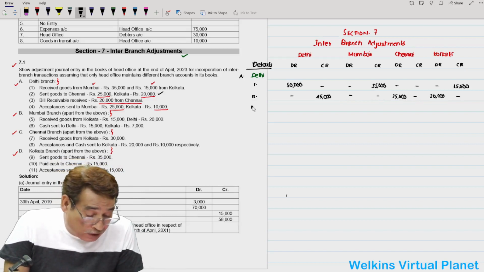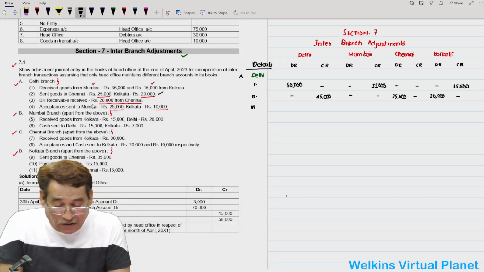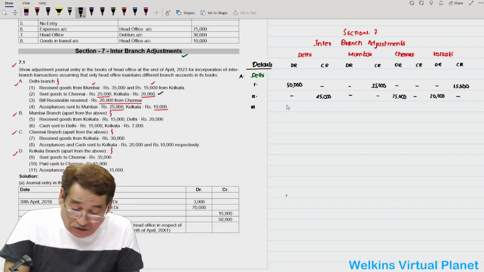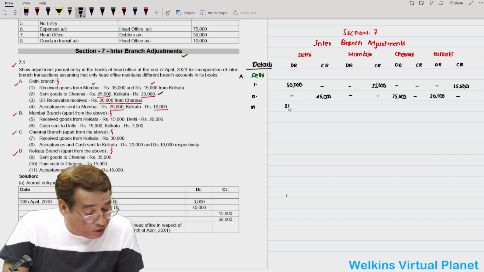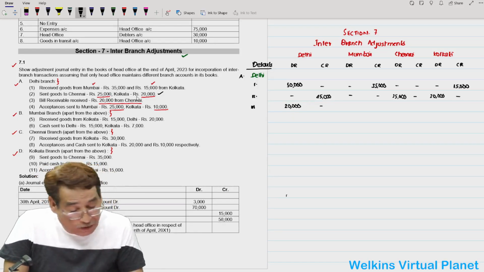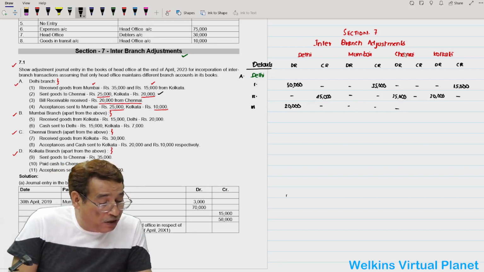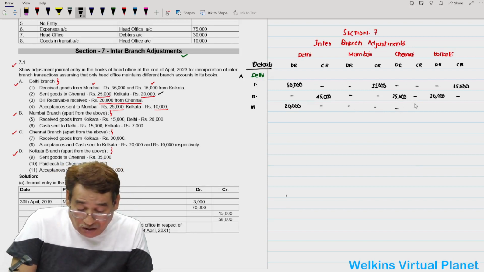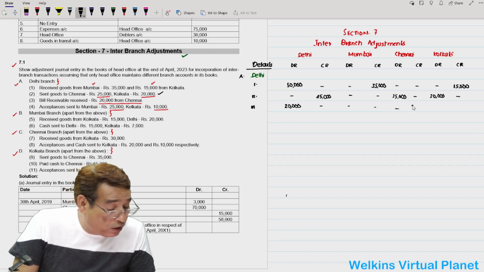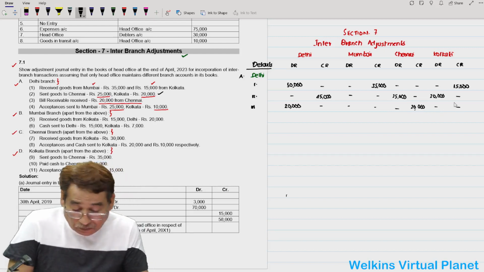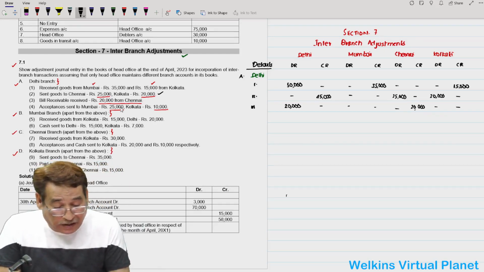Now I will go for the third transaction. As far as third transaction is concerned, simple transaction. Delhi branch received a bills receivable of 20,000. So Delhi branch is the receiver. I will put it towards the debit column. And we are receiving it from Chennai branch. So I will move to Chennai branch. Chennai branch is actually paying this time. And I will write here 20,000. Amount is 20,000 on the credit side because Chennai branch is sending this bill to us. Third transaction is over.